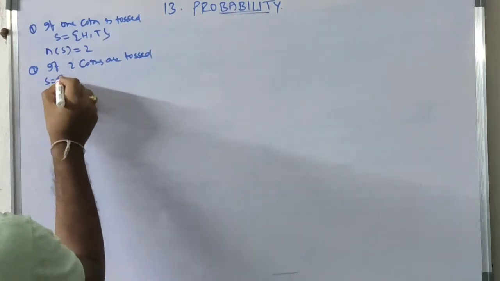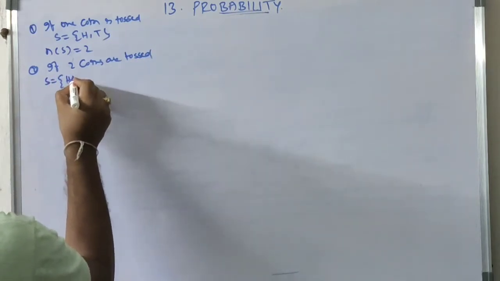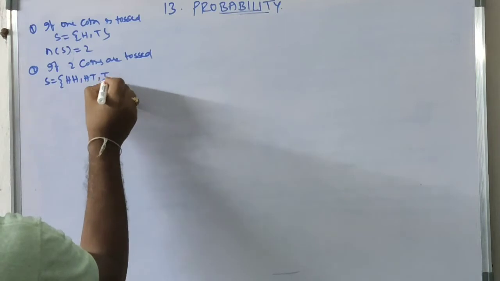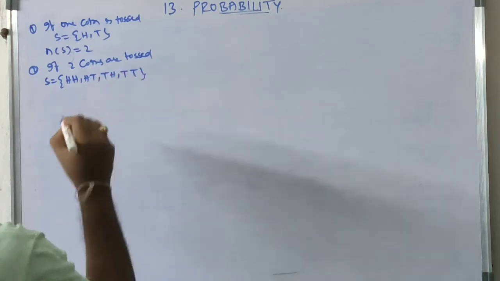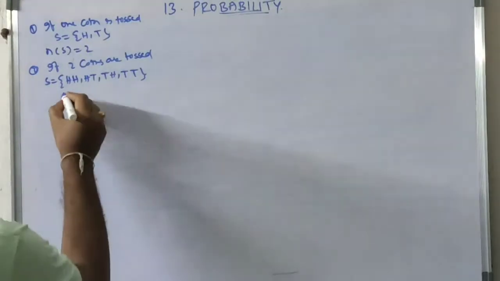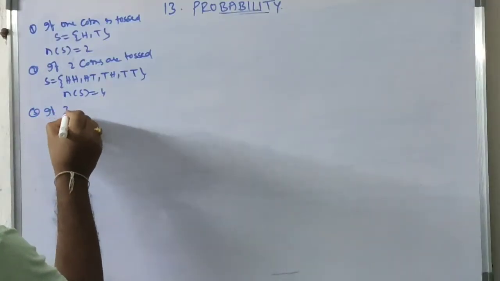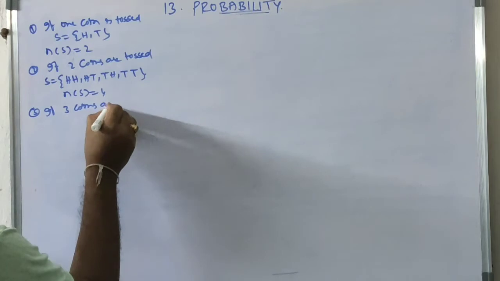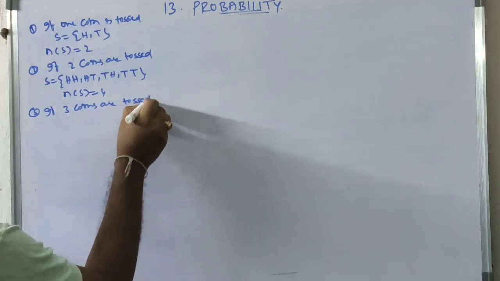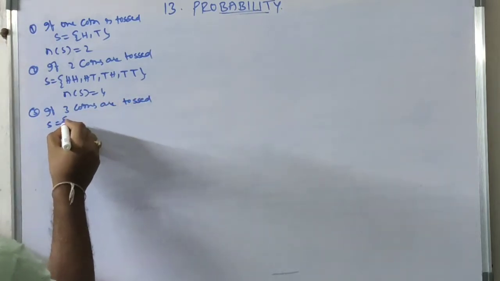total choices are HH, HT, TH, TT. So these are the 4 choices. Total choices equal to 4. Next, if 3 coins are tossed, I would like to write out the total choices.